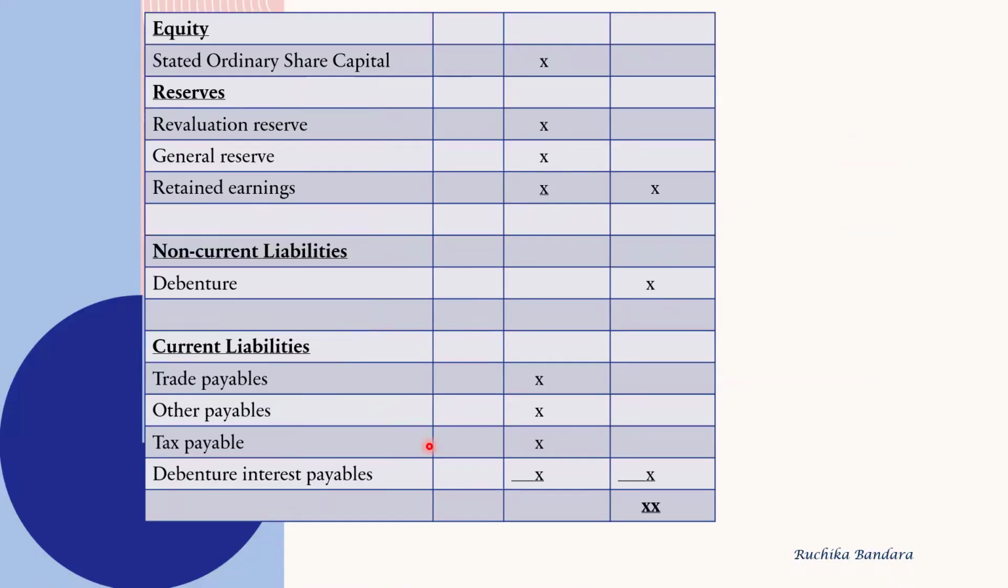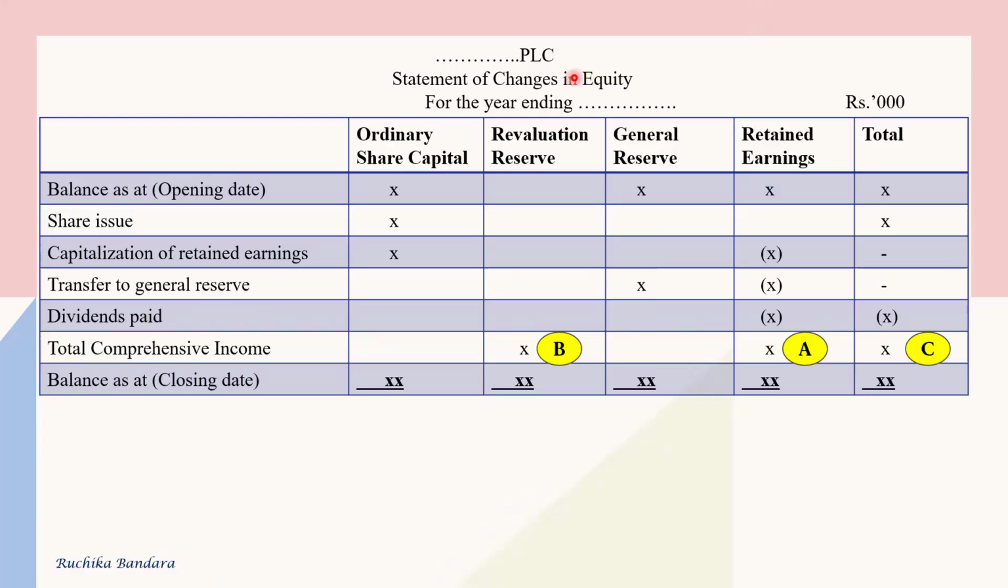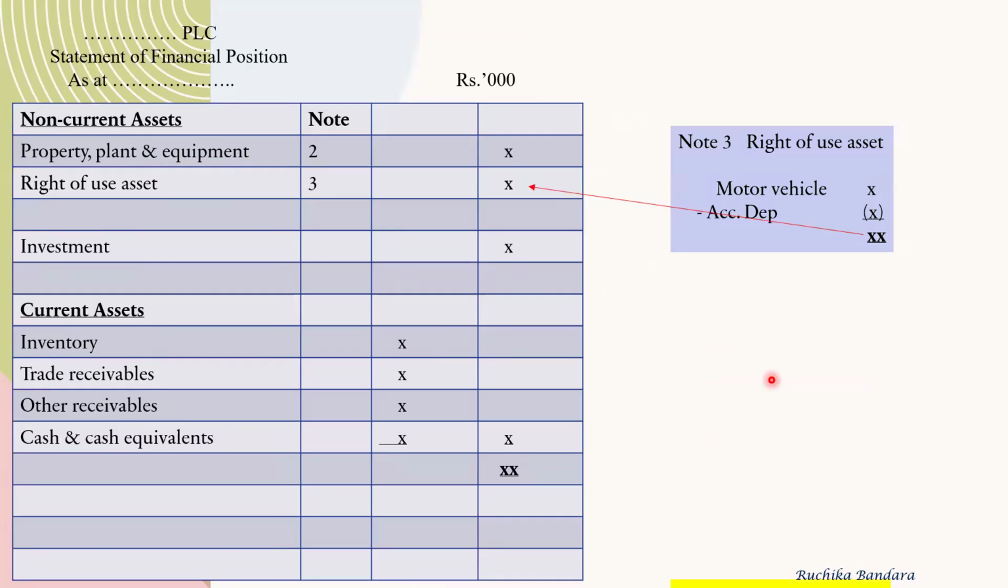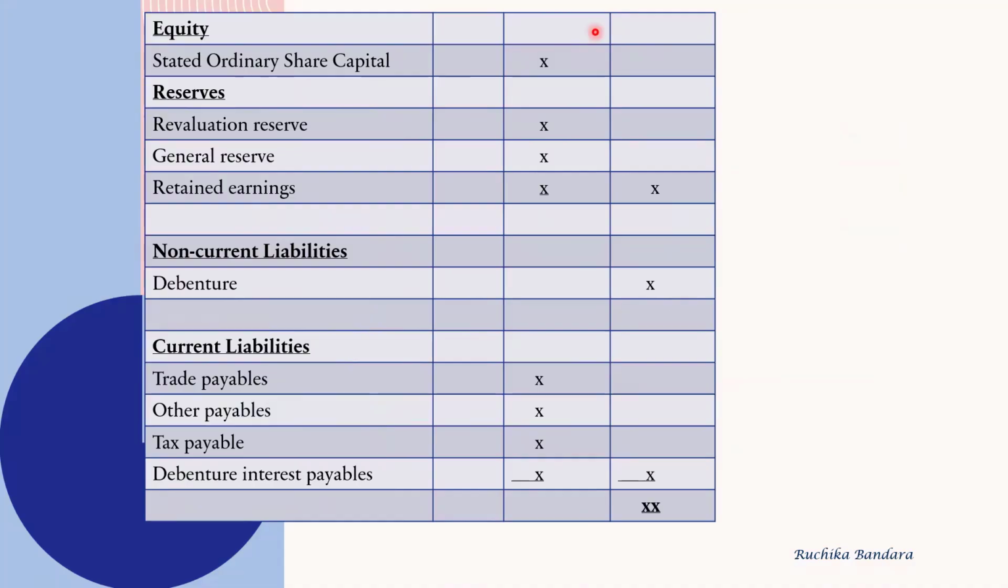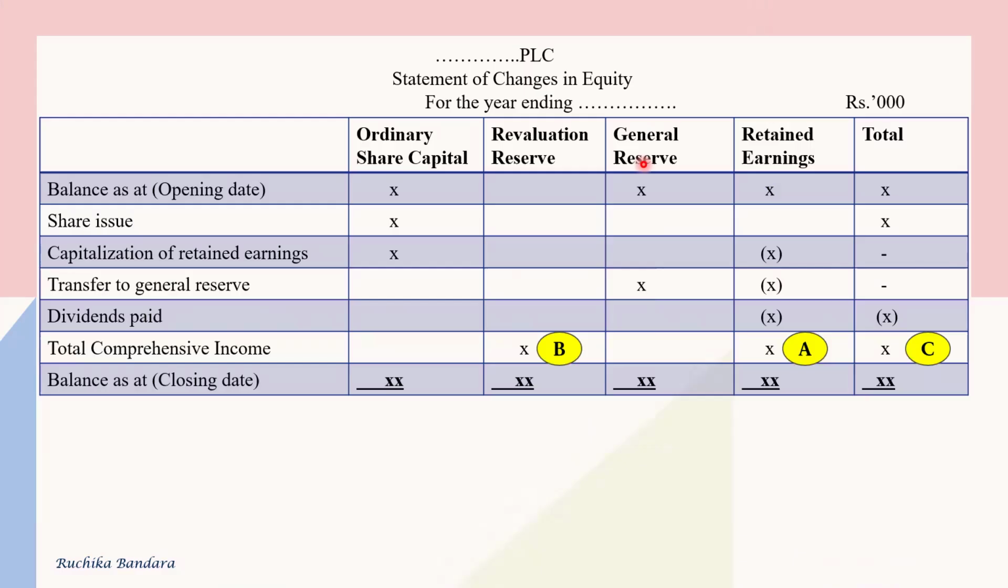Then the latter part, we are writing equity. Under equity, we write stated ordinary share capital, reserves, revaluation reserve, general reserve, retained earning. These values you are taking from your statement of changes in equity, the closing balances. And when you add it up, this will be your total addition. The total column double line value is that amount.